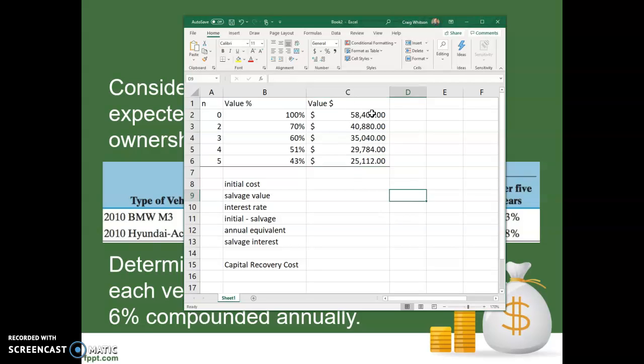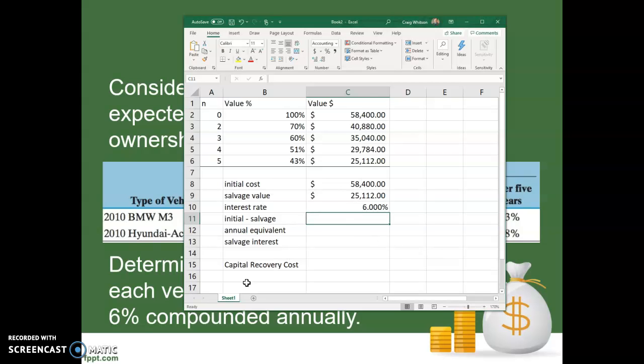So this tells me what it originally cost and what it was worth at the end of year 2, 3, 4, and 5. And at the end of year 5, we're going to sell the vehicle, and we're going to assume that we sell it for what it is worth. So the initial cost of our vehicle is $58,400. The salvage value is $25,112. That's what we're going to sell it for in the end. The interest rate we're given in the problem statement is 6%.